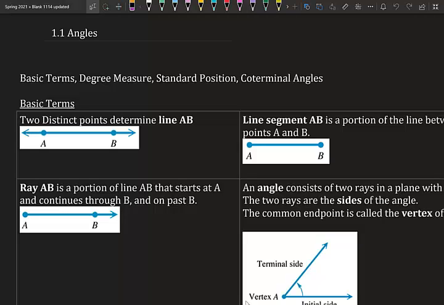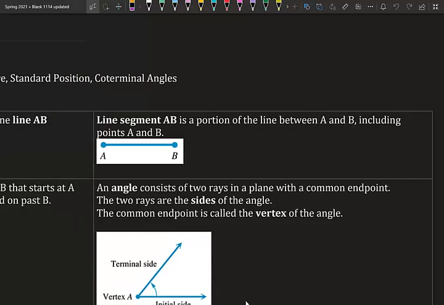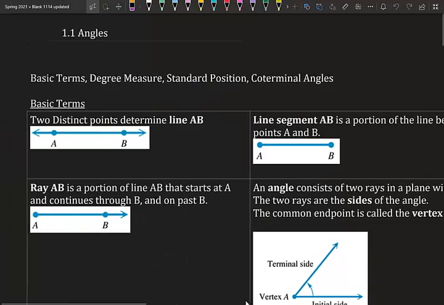1.1 Angles. Basic terms, degree measure, standard position, coterminal angles. So some basic terms we're going to go over. Two distinct points determine line AB. So that's what a line would look like. A line segment, AB, is a portion of the line between A and B, including points A and B.